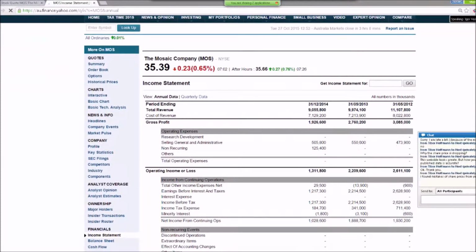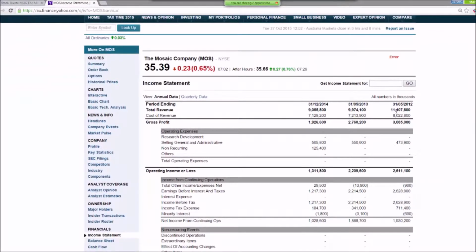The good thing about this is that you can see it in annual or quarterly data. So okay, that's what we see, gross profit, and we can see that it was 3 billion, then 2.7 billion, and in 2014 it was 1.9 billion. Now you can see the total revenue as well. So we can see 11 billion, 9.9 billion, and 9 billion. So we can see that total revenue is sliding down, and gross profit is sliding down as well.